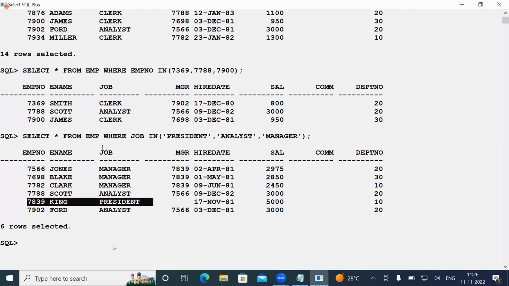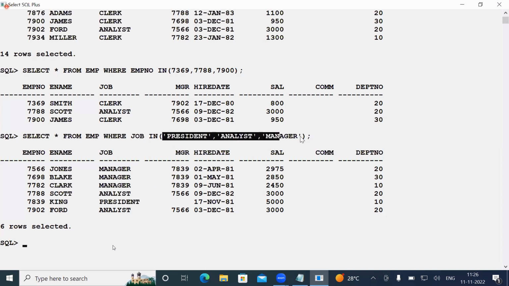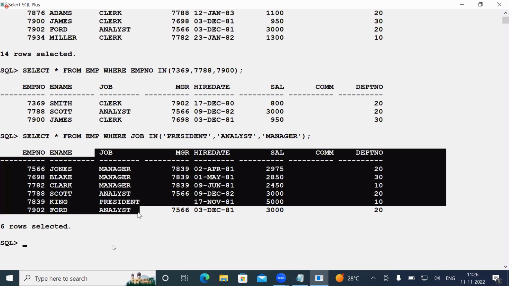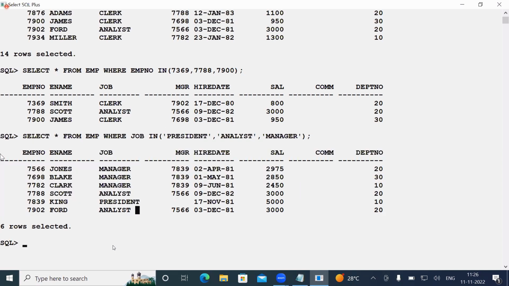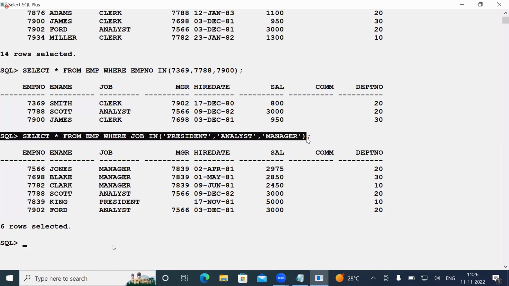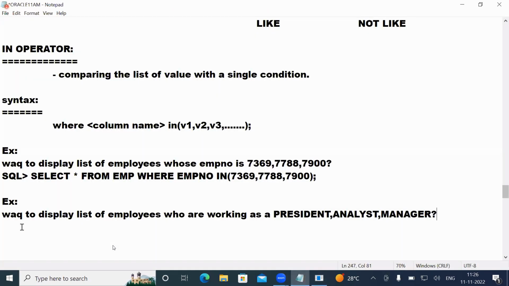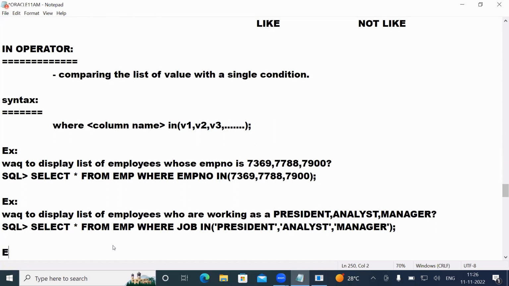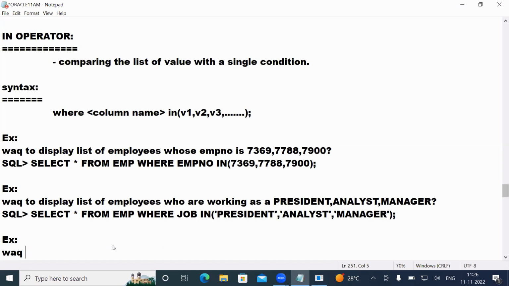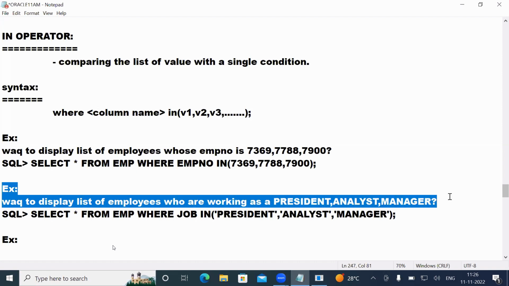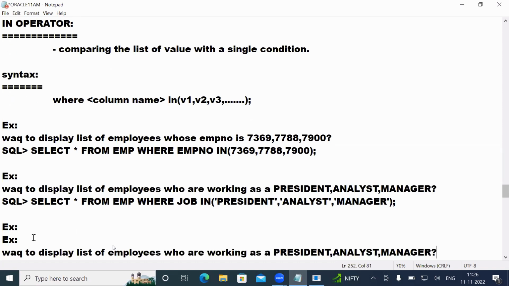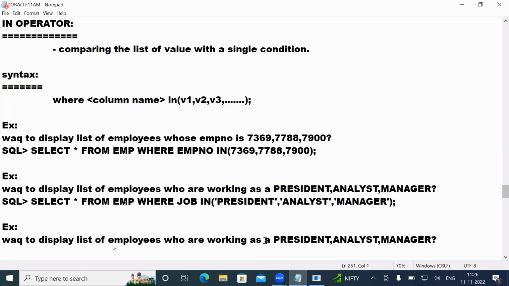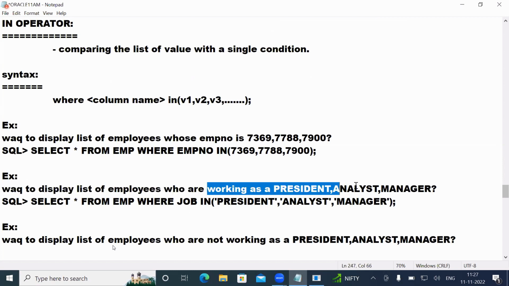So as per the given conditional values, it returns the matching rows. Understand now? But the same thing with the negative operation, if I want to go for that, what is my negative operation here? If I go for the negative operation, I write the same request. Suppose I'm giving the negative operation: who are not working as a president, analyst and manager.